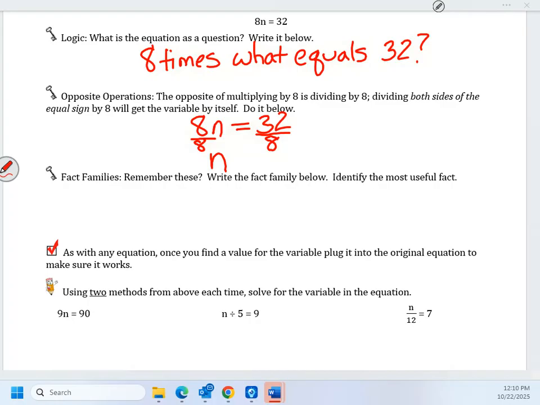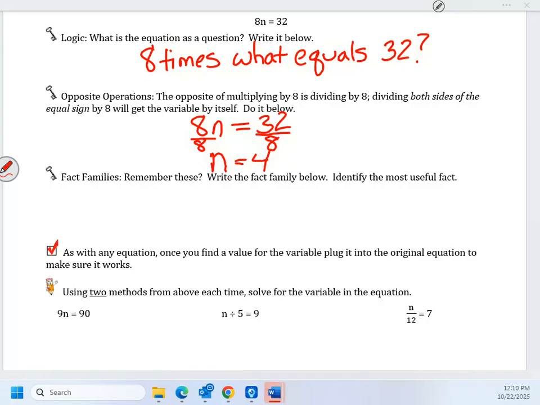In future objectives that we will get to, we do need to know there is a 1 in front of the variable. We don't write it. It's one of those invisible math things that we have, but there is a 1 there, just like we don't write the multiplication sign there. We know the number in front of a variable multiplies it. So 8 divided by 8 is 1. We don't have to write that. 32 divided by 8 is 4.